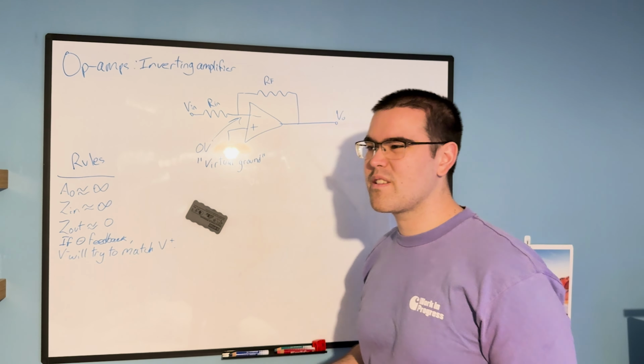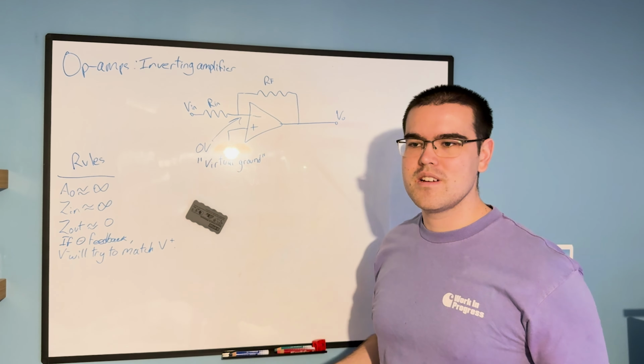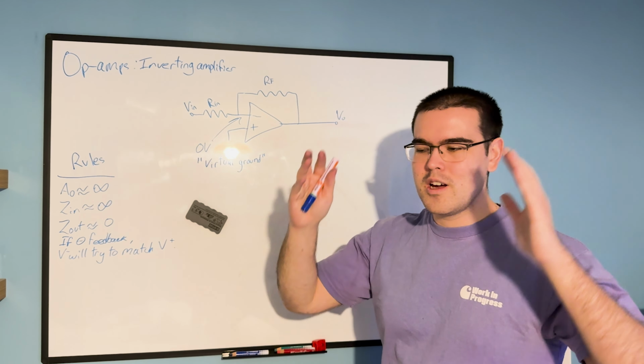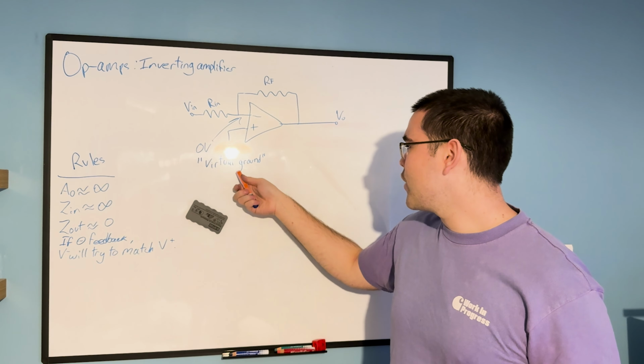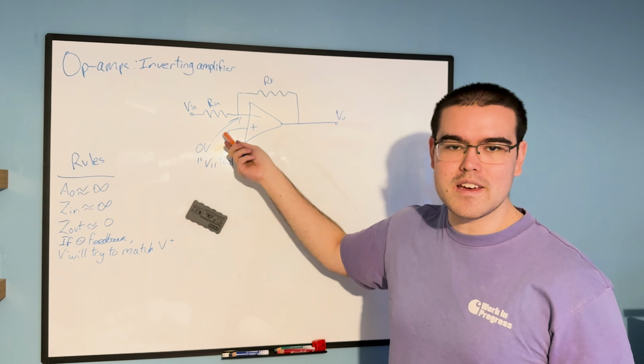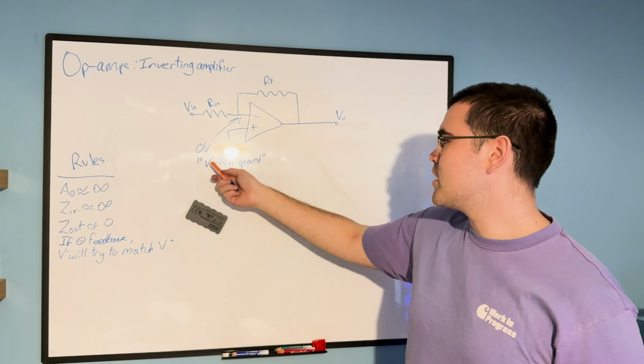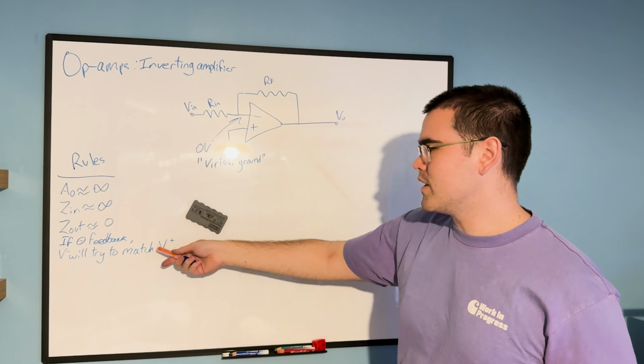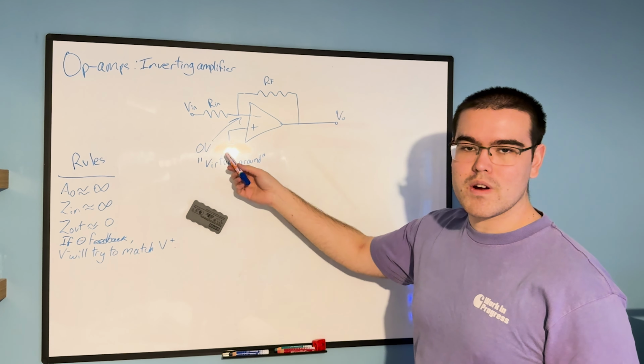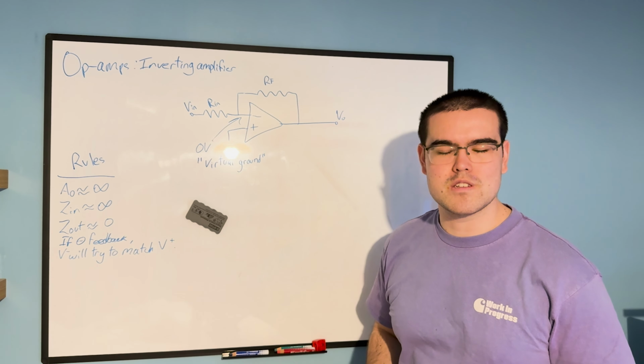Like, think virtual reality. It looks real when you have the VR headset on, but it's not actually there. The same way that there is no ground connection here at the non-inverting terminal, but it may appear to be because of this property. It has no connection to ground, but it has the same potential as ground, which is 0 volts.